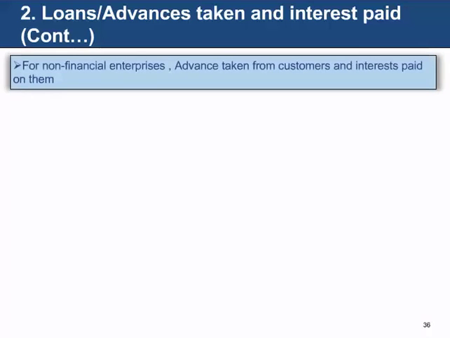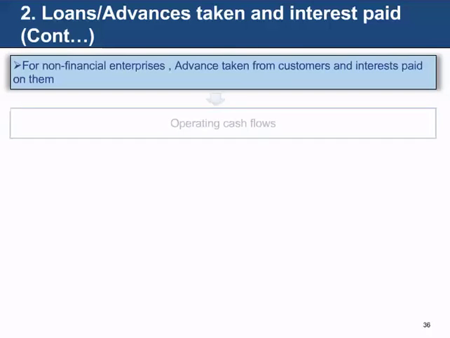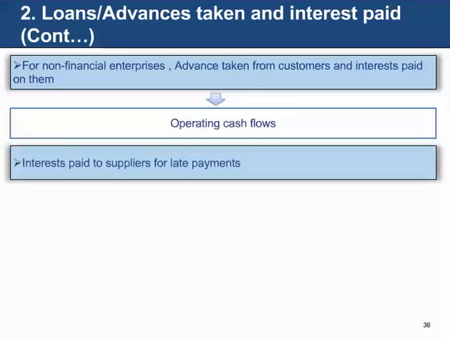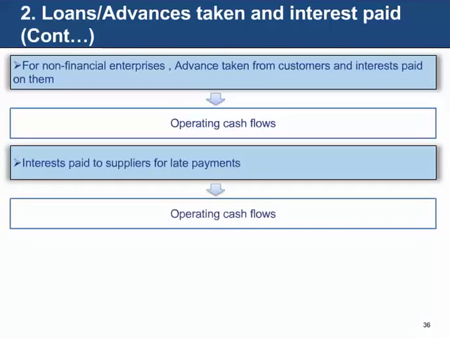Continuing with loans and advances taken and interest paid. For non-financial enterprises, advances taken from customers and interest paid on them would be operating cash flows. Interest paid to suppliers for late payments would again be classified as operating cash flows. So if you see any transaction with customers or suppliers, whether normal business transactions or different kinds of transactions like advances or interest paid, they would always be classified as operating cash flows.